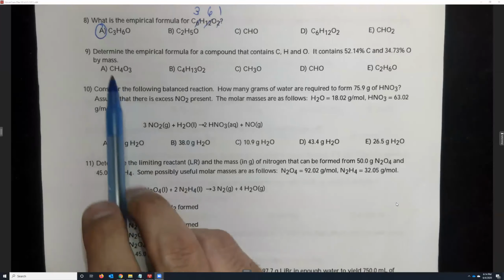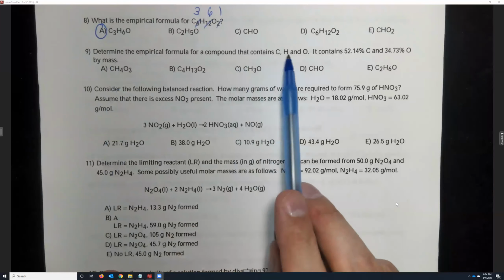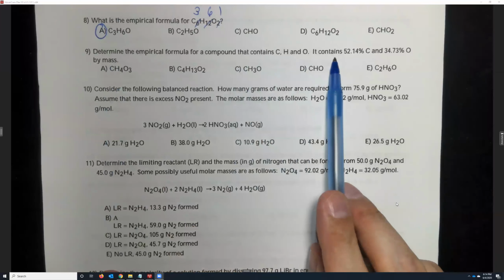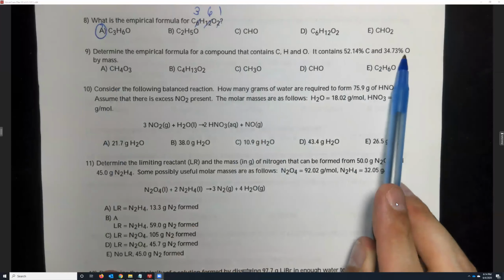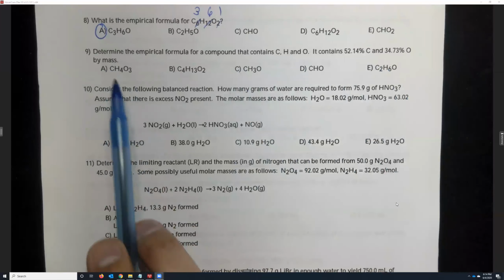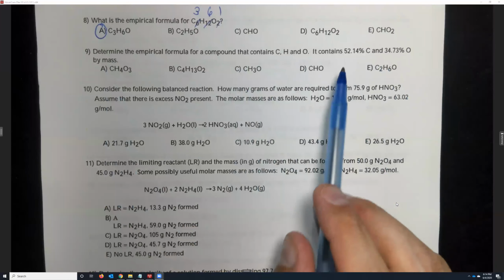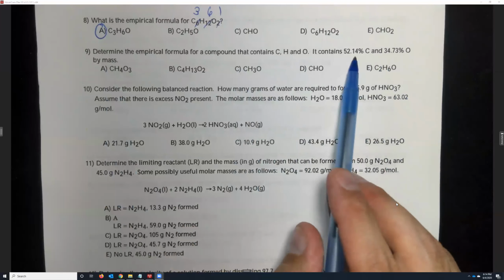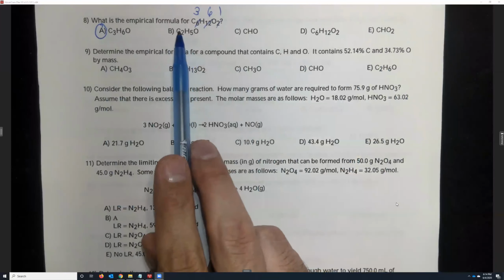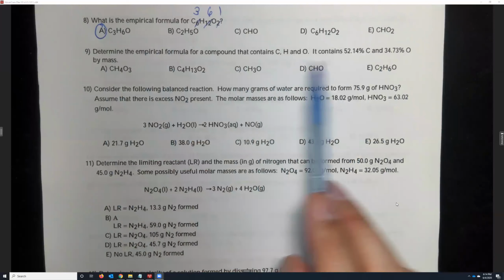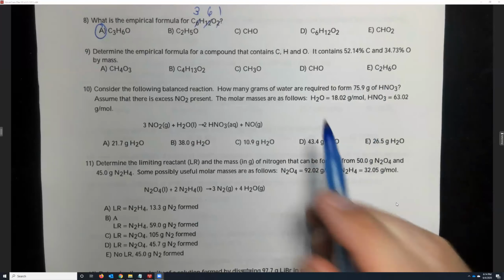All right, number 9, it says determine the empirical formula for a compound that contains carbon, hydrogen, and oxygen. It contains 52.14% carbon and 34.73% oxygen by mass. Now this is very similar to the lab that you did, but the interesting thing here is we have percentages. Remember from the previous problem that empirical formula is the simplest ratio of moles. Well, how do we convert percentages to moles? The truth is we assume that we have 100 grams.